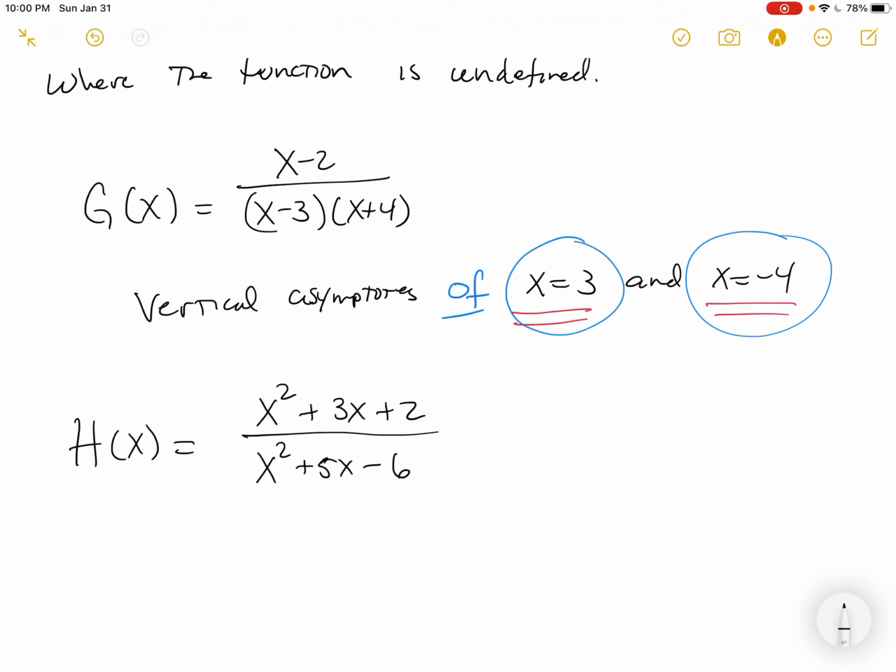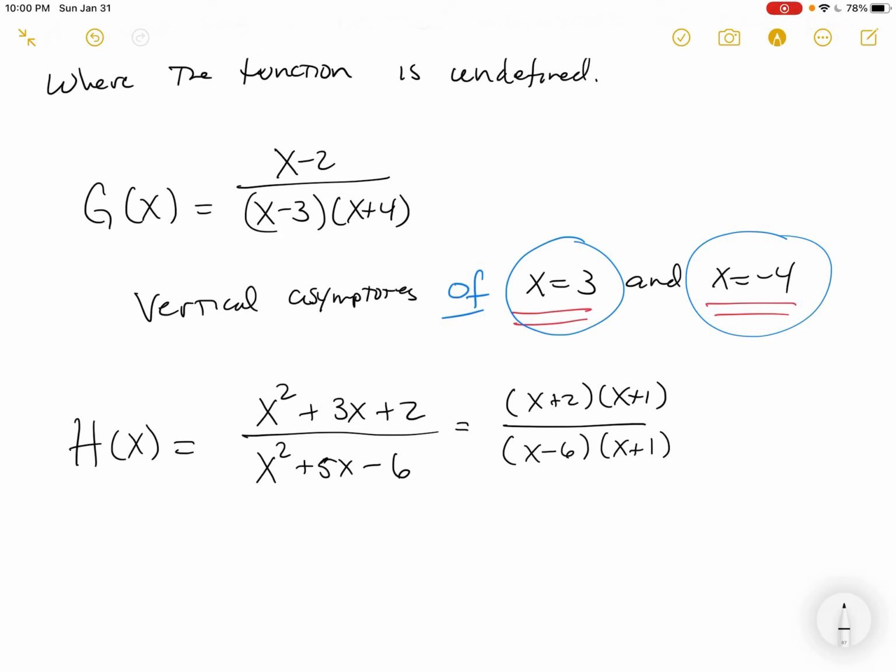Okay, let's take a look at that. I'm just making this up on the fly because I want you to see something that will come up in the book examples. Let's factor the top. The top factors as x plus 2 times x plus 1. The bottom factors of 6 that subtract to be 5. They exist. Negative 6 and positive 1.